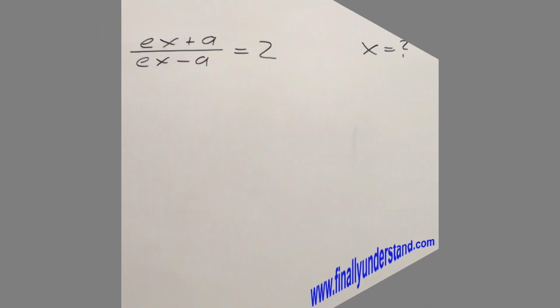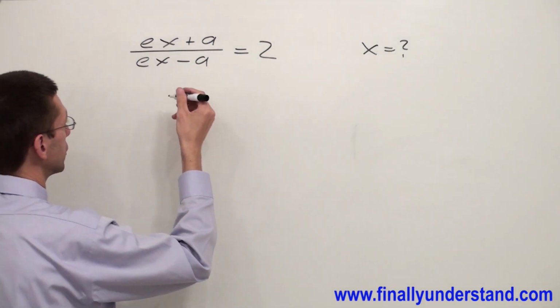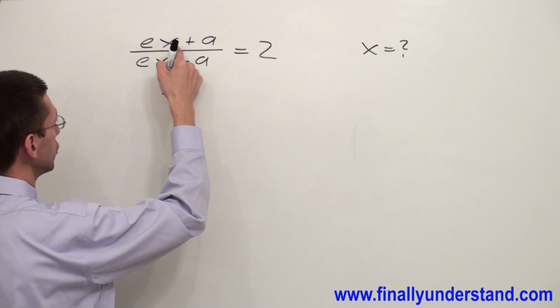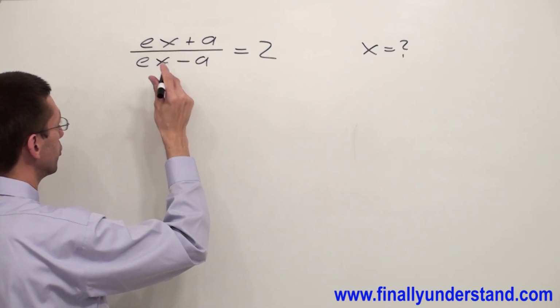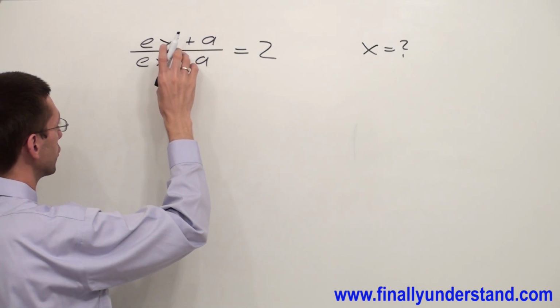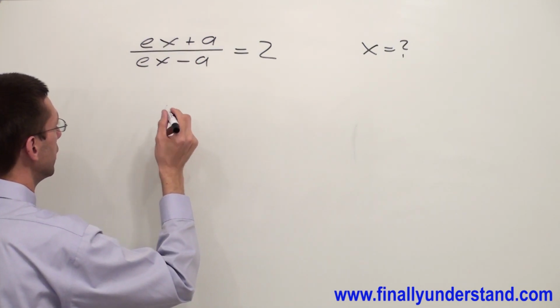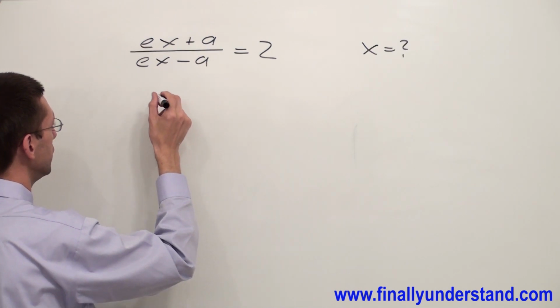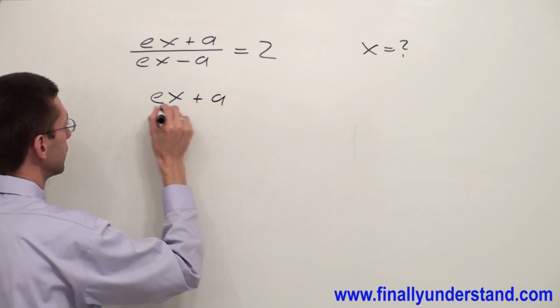In order to solve this problem, we have to eliminate the fraction. Okay? Because the fraction contains x in the numerator and x in the denominator. In order to pull out x or any variable from the fraction, we have to eliminate the fraction. We eliminate the fraction by multiplying the left side and right side by the denominator. Always by the denominator. Let me copy this down.